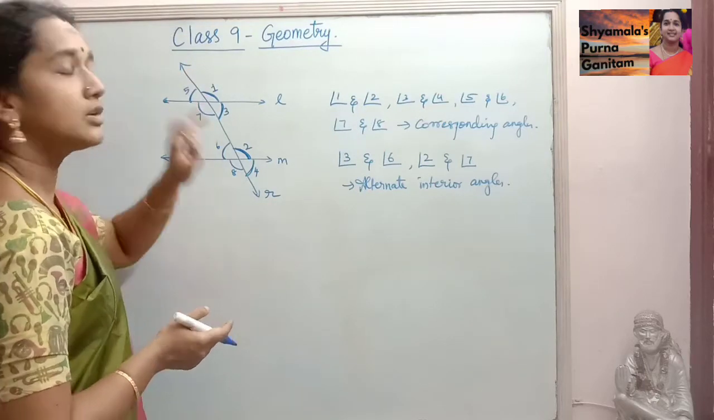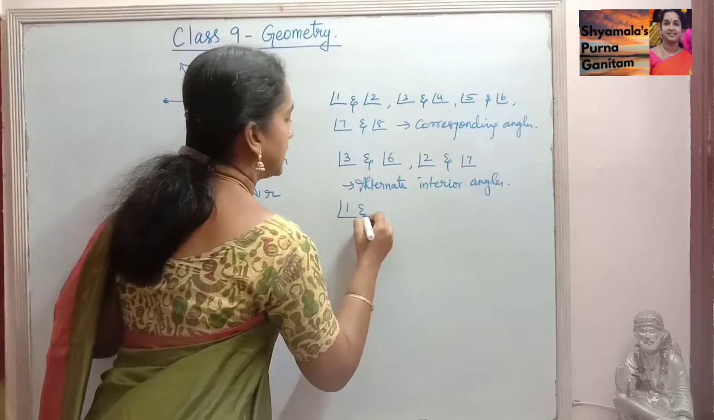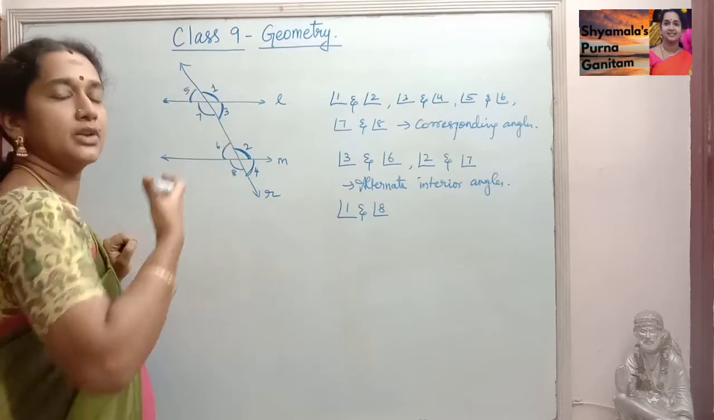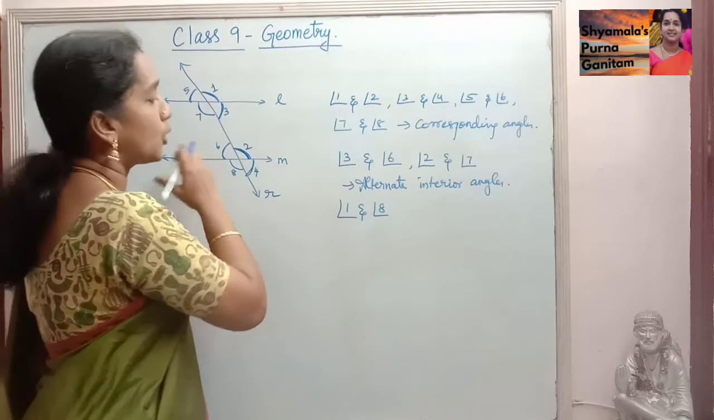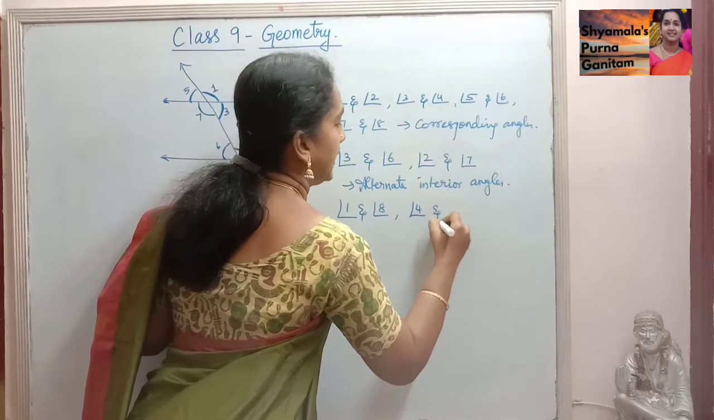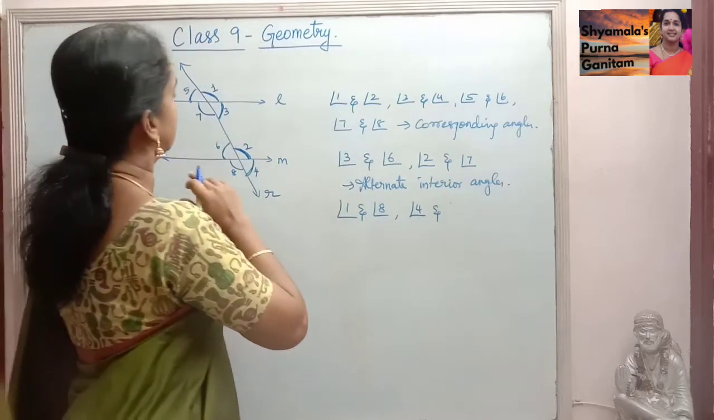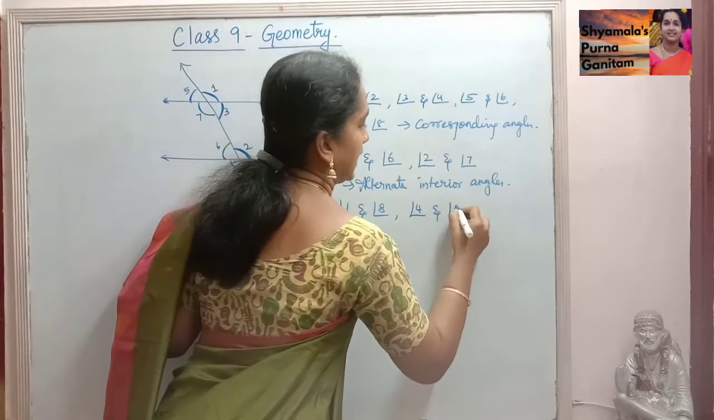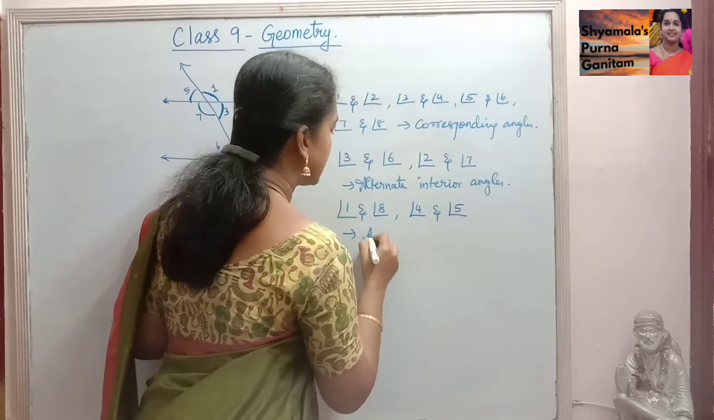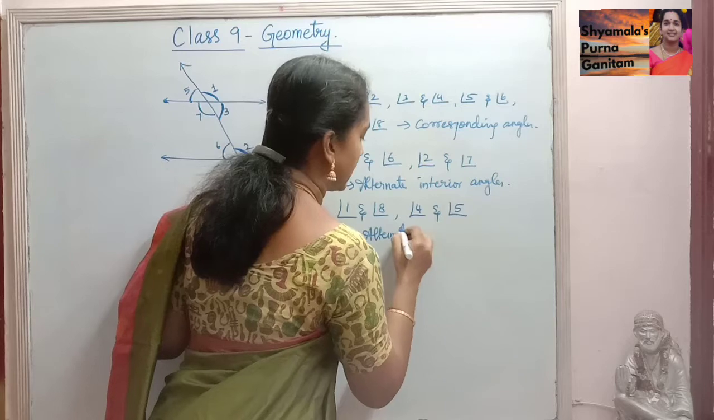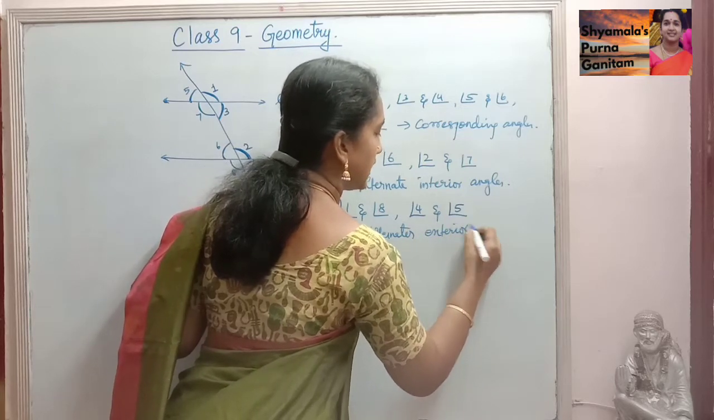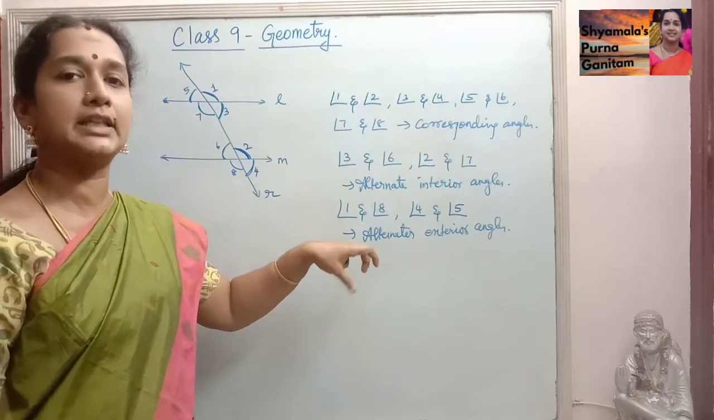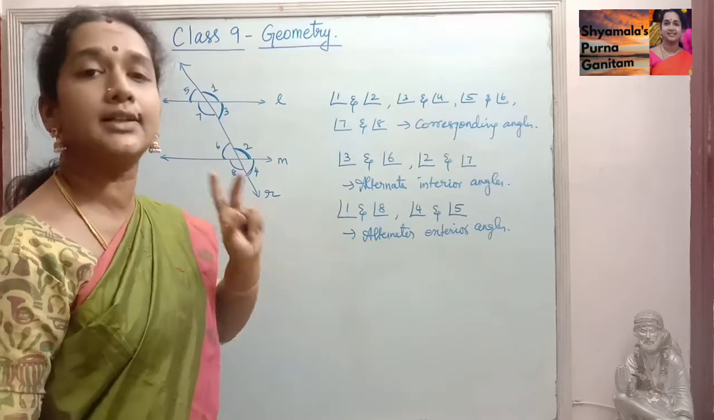That is 1 and 8, 4 and 5. Angle 1 and angle 8. This is exterior alternate also, on either side of the transversal. So 1 and 8, 4 and 5. Angle 4 and angle 5, we will say this as alternate exterior angles. So both are alternate angles only. If it is inside the parallel lines, we will say that as alternate interior. Outside it is alternate exterior angles.